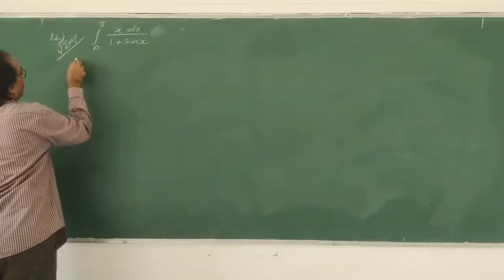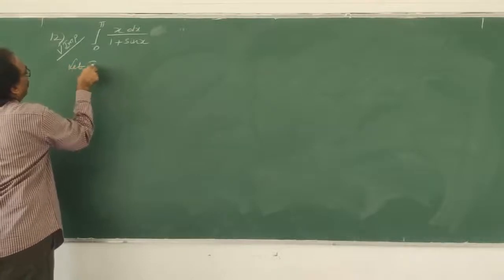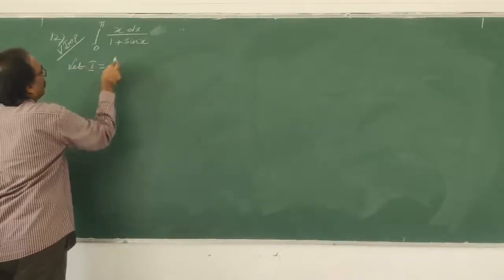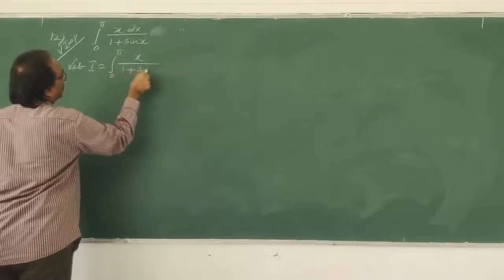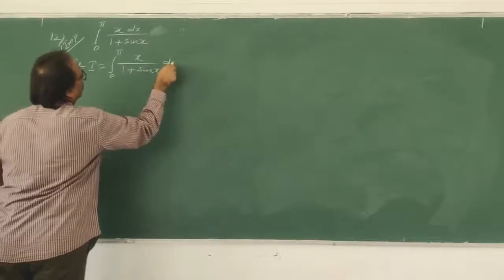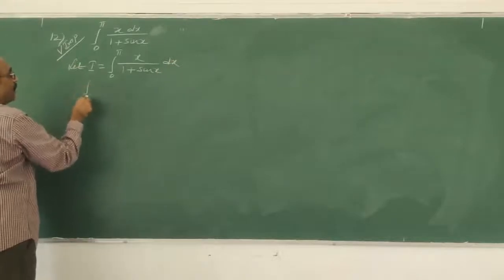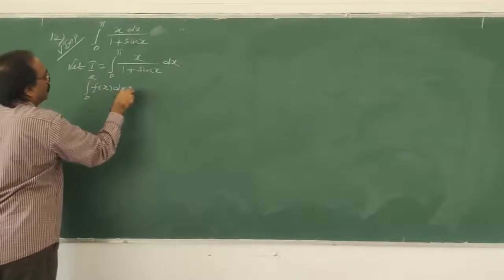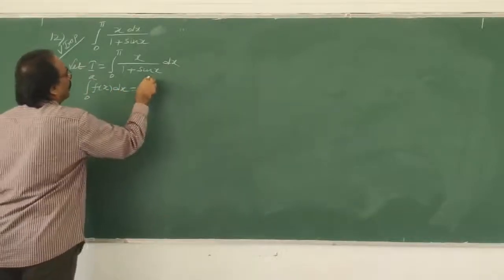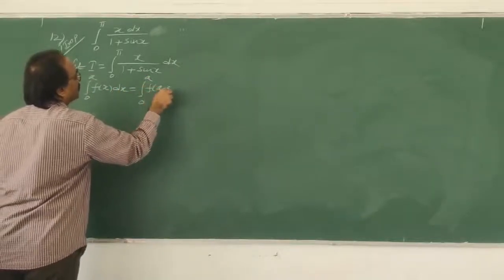Now let I be equal to the integral from 0 to pi of x by 1 plus sin x dx. Now I apply the property: integral from 0 to a of f of x dx is equal to integral from 0 to a of f of a minus x dx.